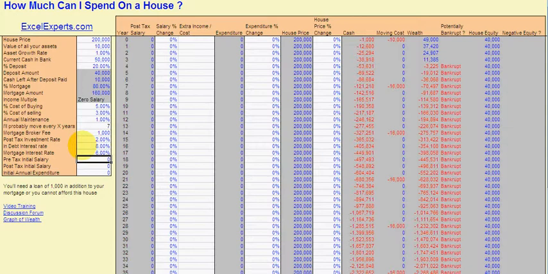Pre-tax initial salary, let's assume that you earn before tax 50,000. The only reason this is used is to calculate the income multiple, so that gives you some kind of sensible idea of how much you're borrowing versus your pre-tax salary. Post-tax, I'm not going to calculate that, you just enter that in.